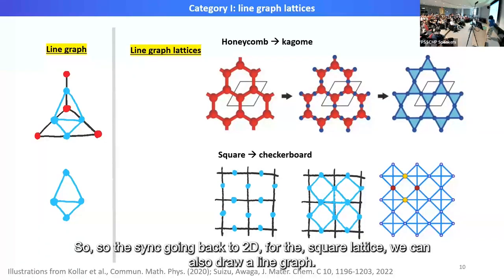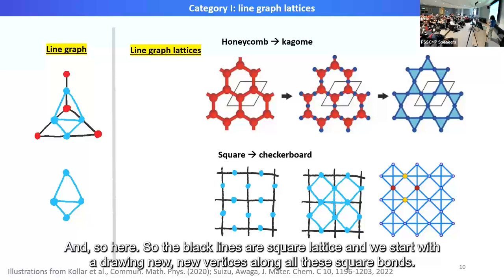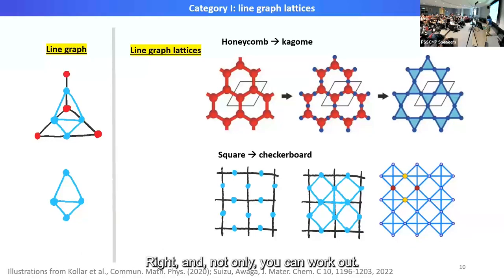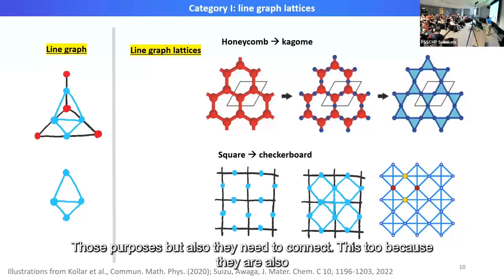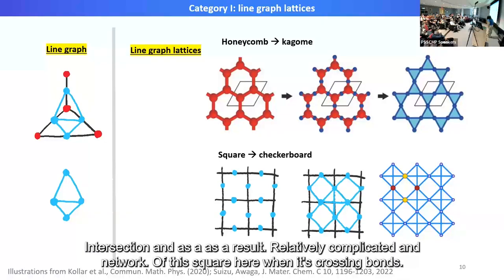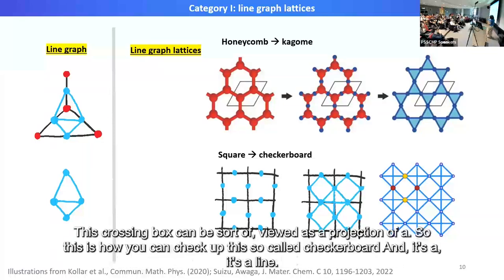So going back to 2D, for the square lattice, we can also draw a line graph. So here, the black lines are a square lattice, and we start with drawing new vertices along all the square bonds, right? We need to connect those vertices, but also we need to connect these two because they are also connected. As a result, we get a relatively complicated network. And this square here with crossing bonds, these crossing bonds can be viewed as a projection of a tetrahedron. So this is how you get the so-called checkerboard lattice, and it's a line graph of the square lattice. Right.